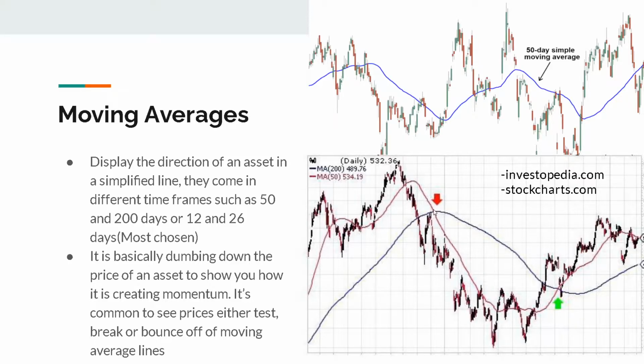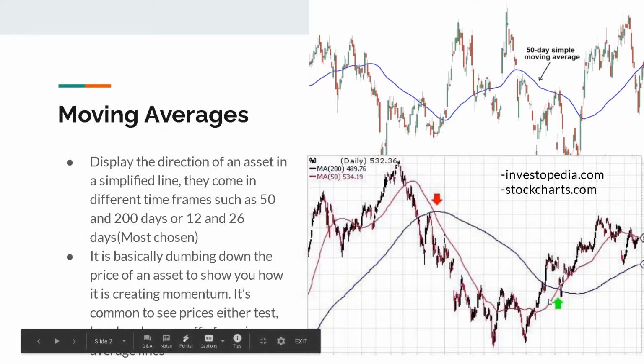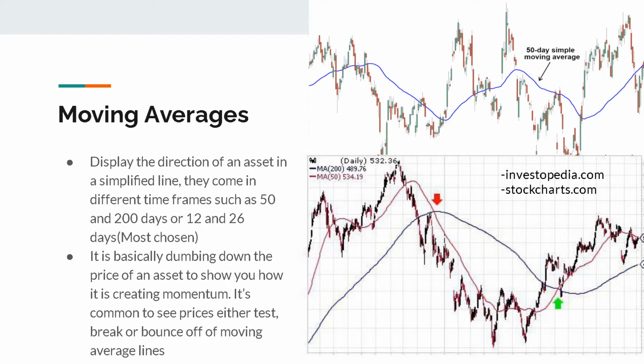As we talked about in the last video, you actually had a death cross over here, where your short-term moving average fell under your long-term moving average. And as you saw after that occurred, the price went down significantly, and then you had a golden cross over here, where the opposite happened, and the price went up significantly. Basically, it is dumbing down the price of an asset to show you how it is creating momentum. It's common to see prices either test, break, or bounce off of moving average lines.